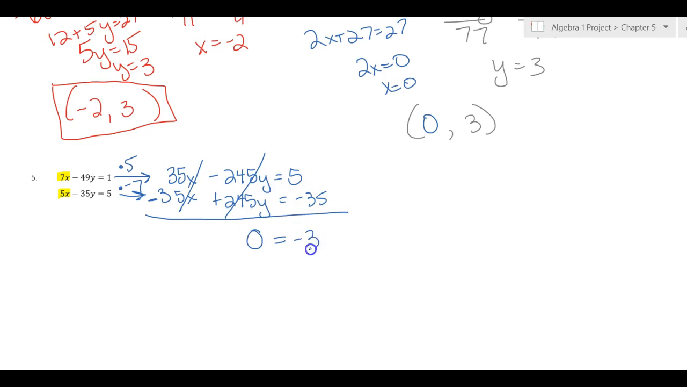So 0 equals negative 30. 0 does not equal negative 30, so this is a no solution because it's a false statement.